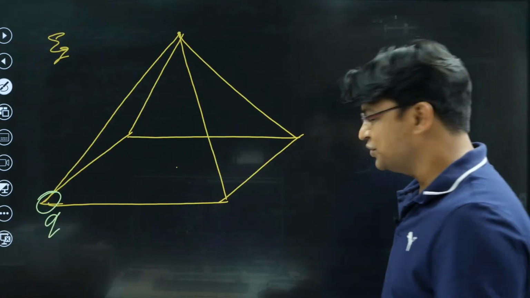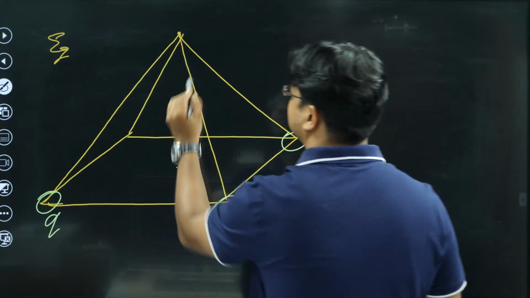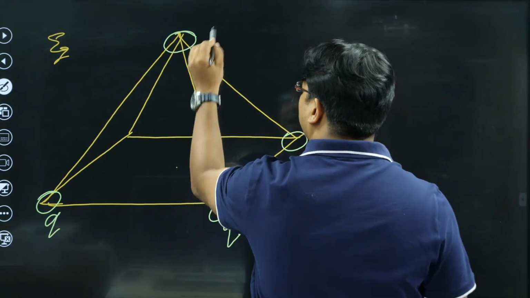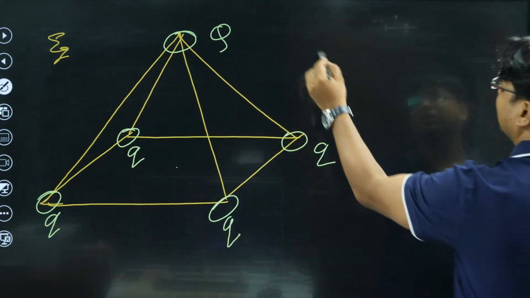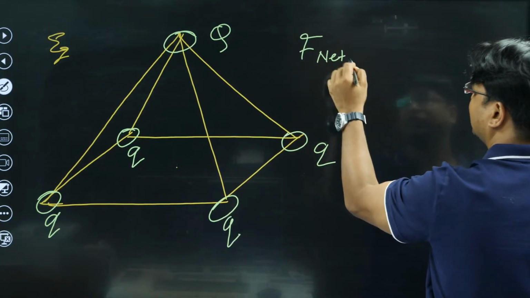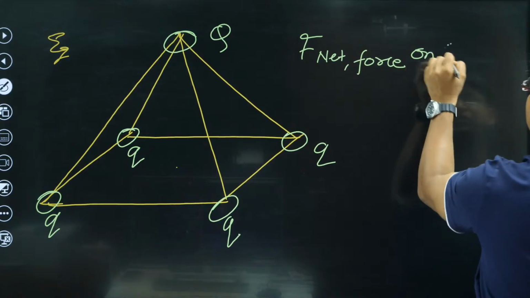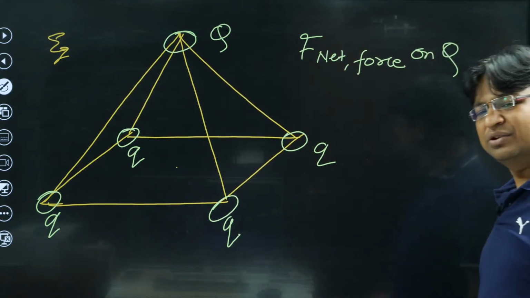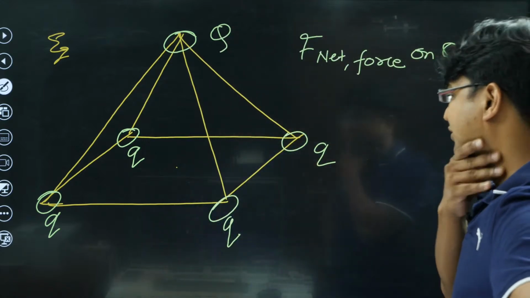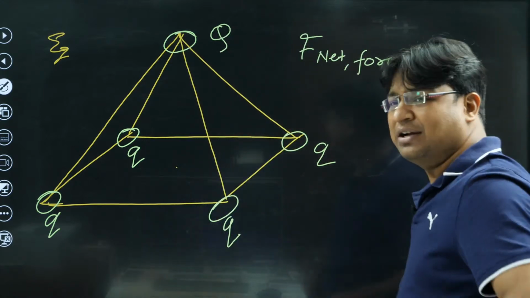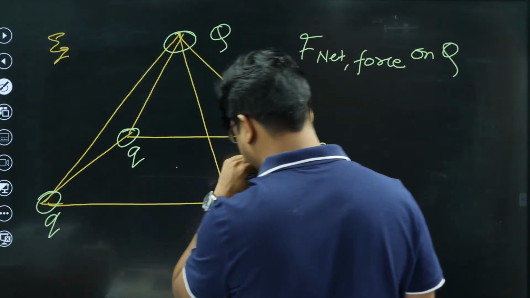Okay. Yeah, so capital Q, small q. I want to know the net electric force on Q. I am only interested in knowing the magnitude. Okay, so we have 5 particles now. I did not give you the distances. Let me do that also.